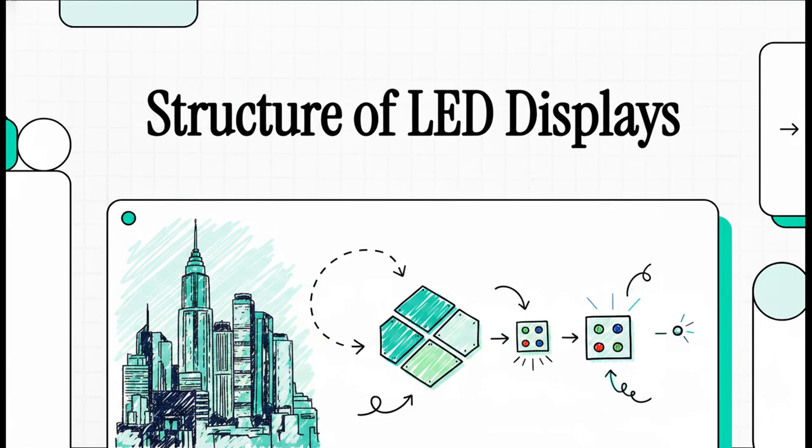Welcome to The Explainer. Today, we're diving into something we literally look at every single day, but probably rarely think about: the comprehensive structure of LED displays and the cutting-edge MIP technology that's totally shaking up the industry. We're going to go on a bit of a journey today, starting from the massive, awe-inspiring scale of those giant city screens, all the way down to the microscopic science of the individual pixels that actually make them glow.